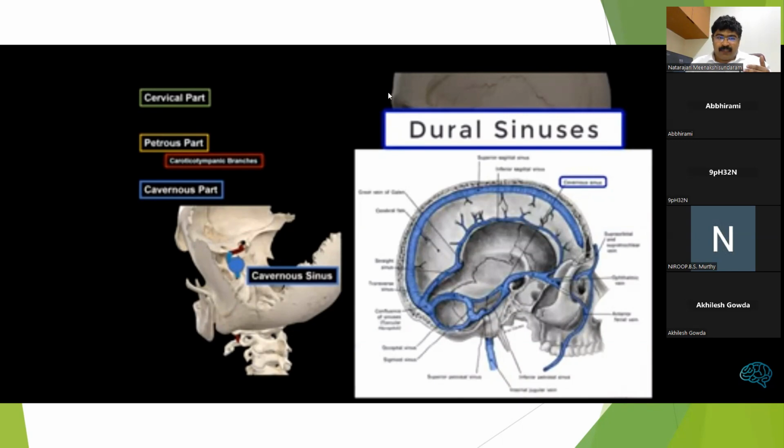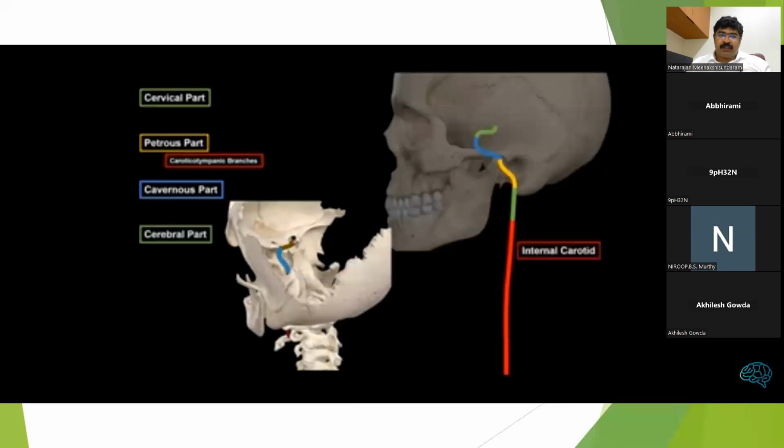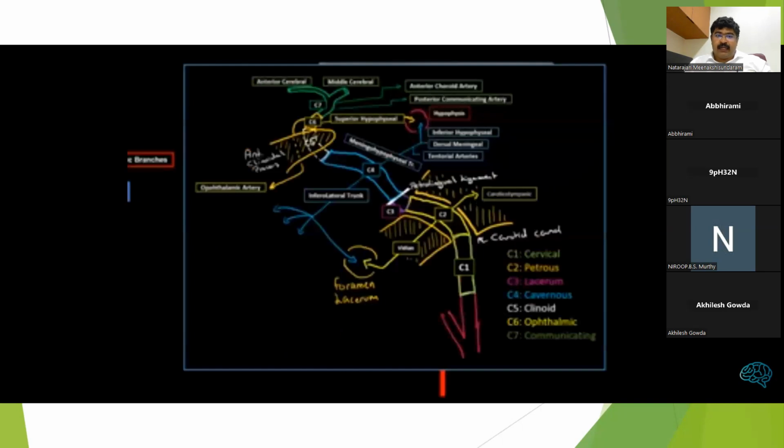So you have the cervical part, then the petrous part when it runs within the carotid canal, and then a lacerum part and then the cavernous part. Then comes the cerebral part. The cerebral part is divided into the supraclinoid part and various other segments, which I will tell you in the subsequent slides. So this is, in a nutshell, the various segments of the internal carotid artery, roughly the 7 segments.